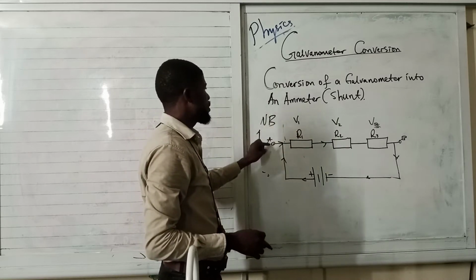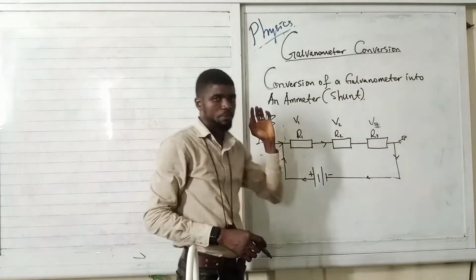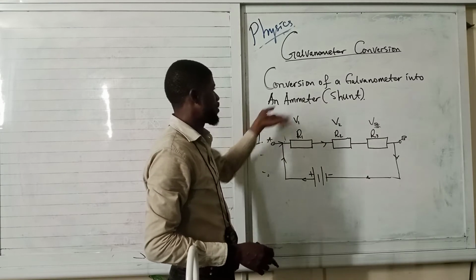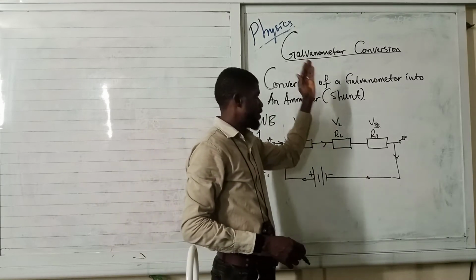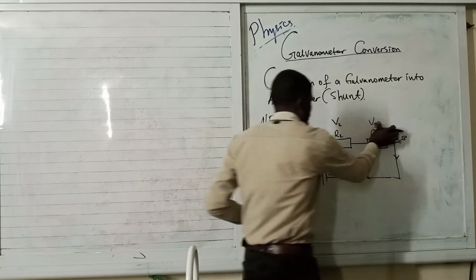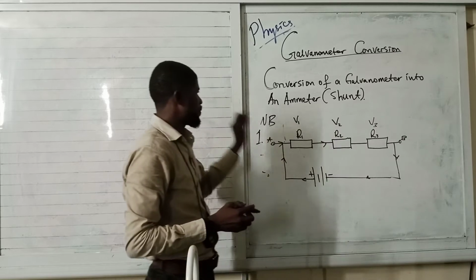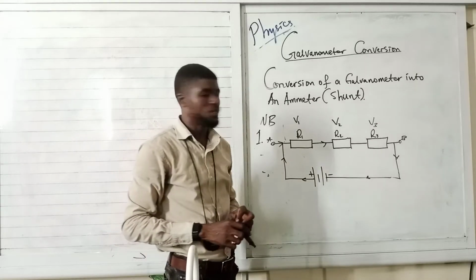The same quantity of electric current or charge will flow through them, while you are going to have different voltages across the resistors, and that's why you have V1, V2, and V3. This knowledge is very basic in understanding galvanometer conversion.